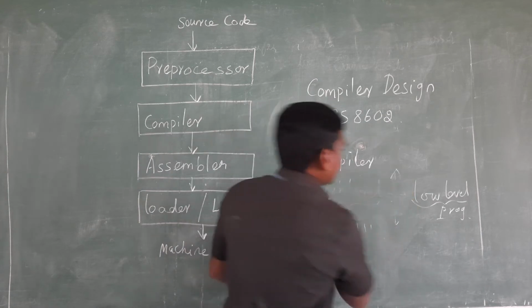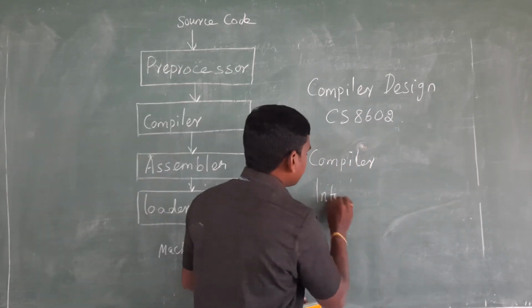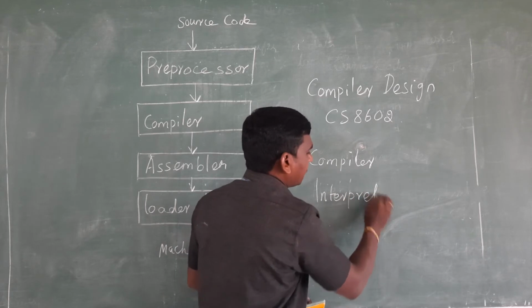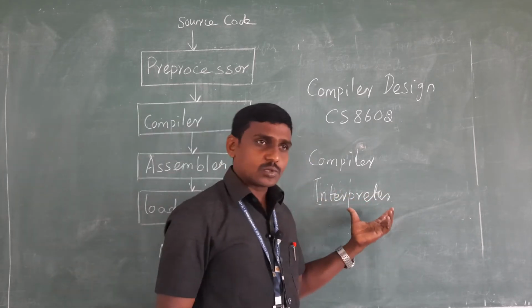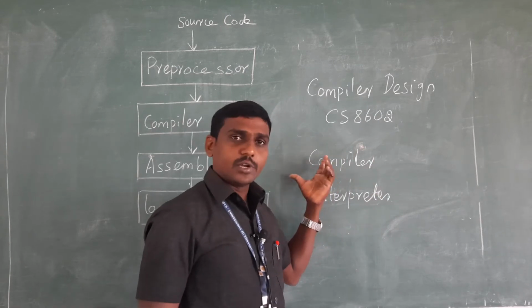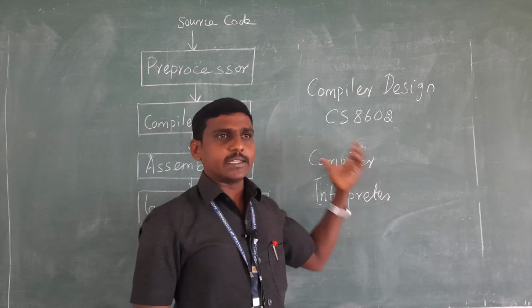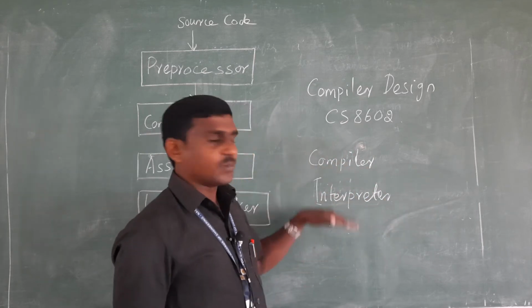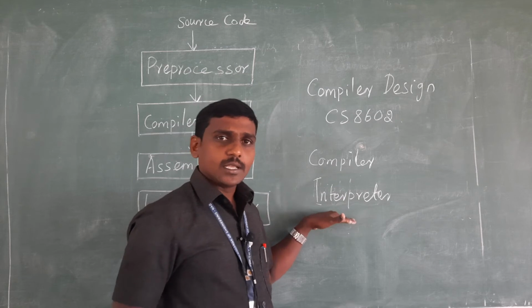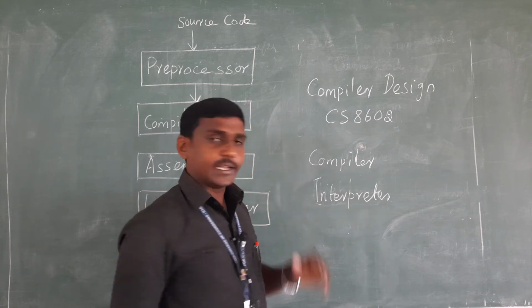And another one, similar to it, is called an interpreter. So what is an interpreter? The interpreter's duty is also the same, converting one level of program into another level of program, that is high level program into low level program. But what is the difference between compiler and interpreter? This is very important, you should understand.